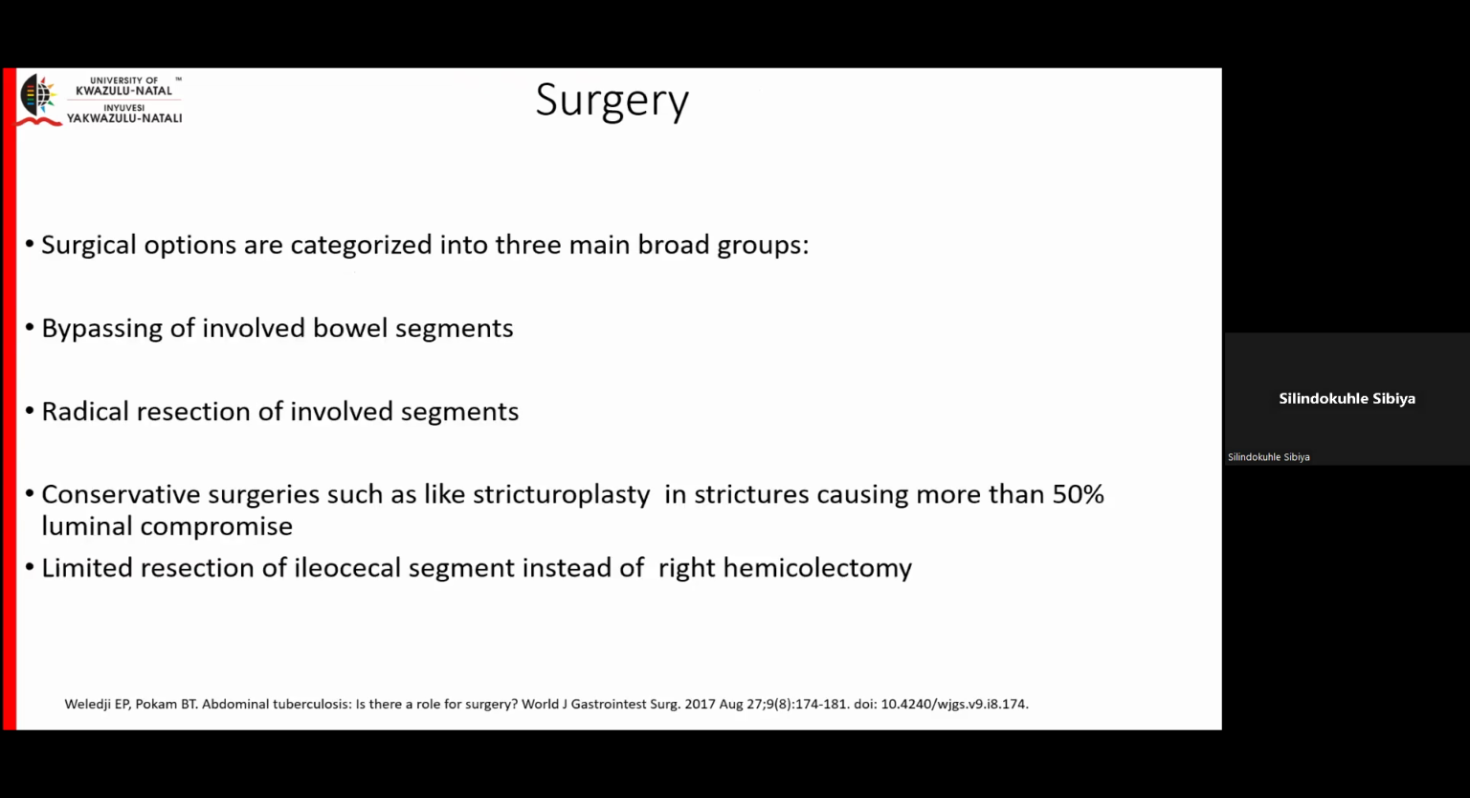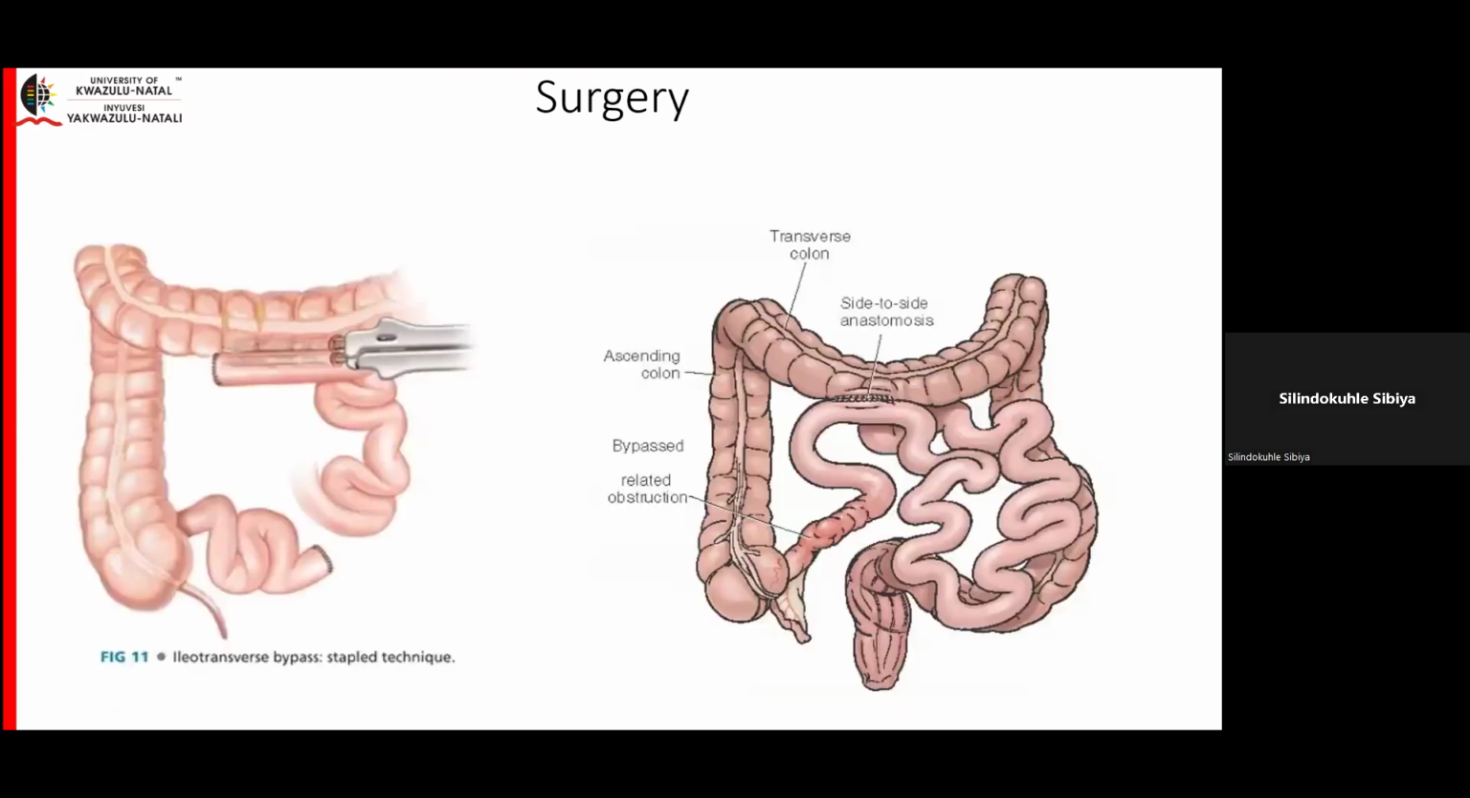The surgical options are categorized into 3 broad main categories: bypass of the involved bowel segment, radical resection of the involved segment, or conservative surgery such as strictureplasties in strictures that are causing more than 50% of luminal compromise. Limited resection of the ileocecal segment instead of a right hemicolectomy is recommended.